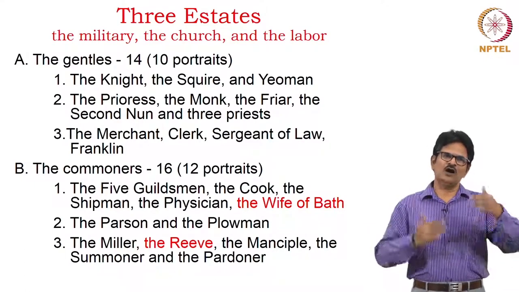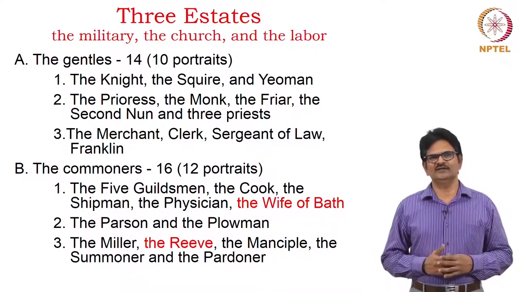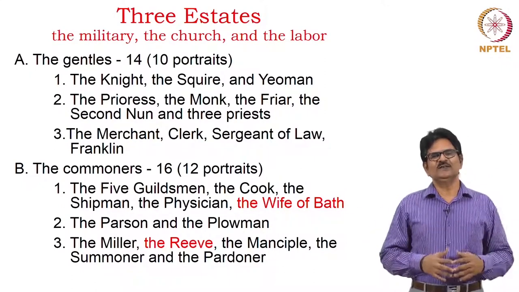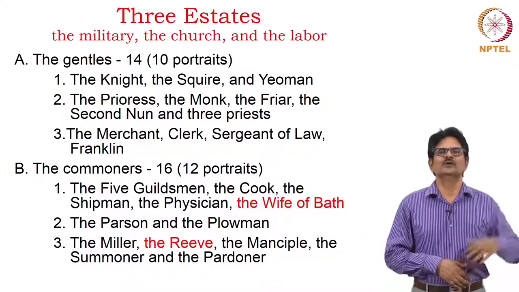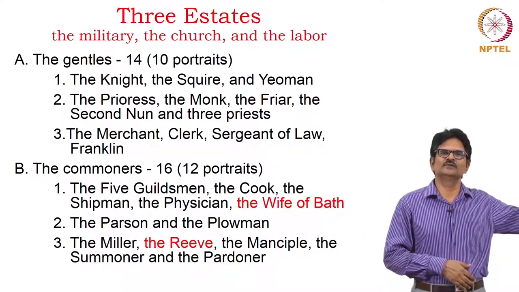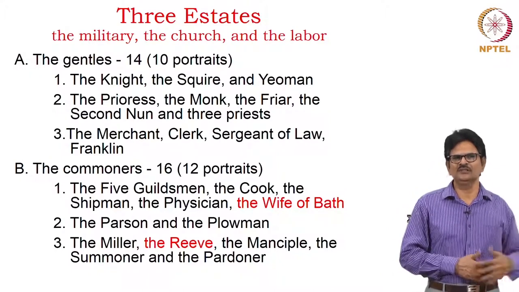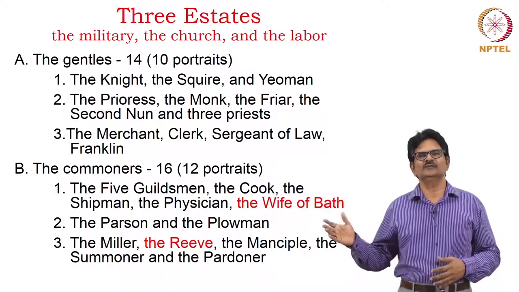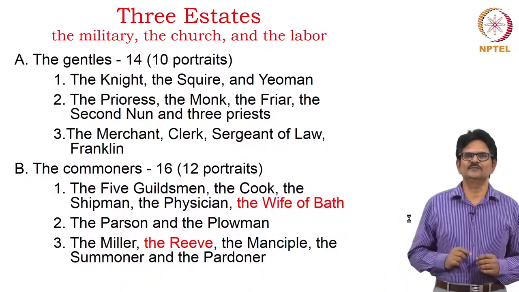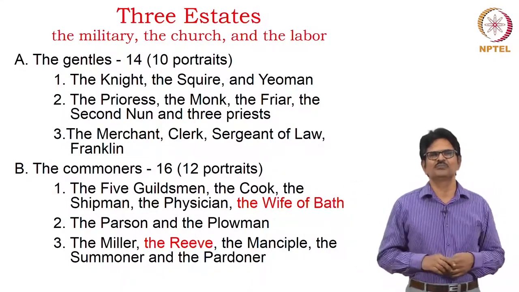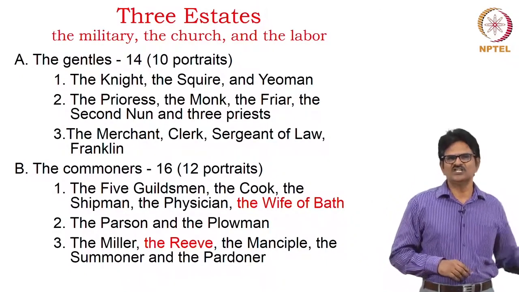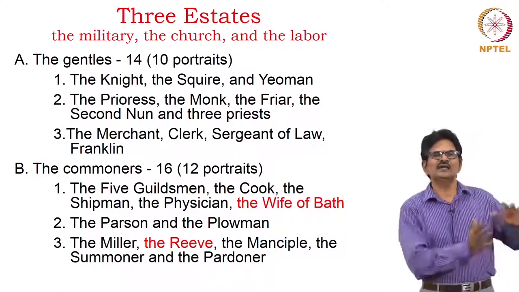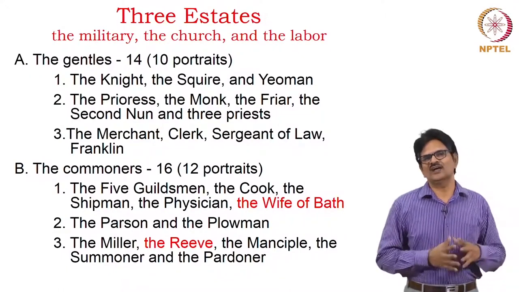All these characters are divided generally into two categories, gentles and commoners. Within the gentles, we have three classes of people. First, aristocrats: the knight, the squire, and the yeoman. The second category: the prioress, the monk, the friar, the second nun, and the priest, all belonging to the clergy. And the third category: the merchant, clerk, sergeant of law, and franklin, belonging to the higher level of the landed class.